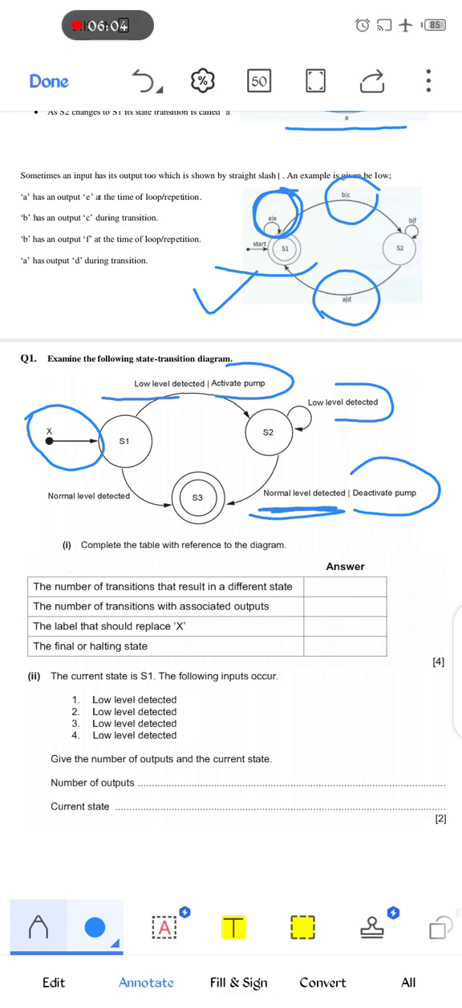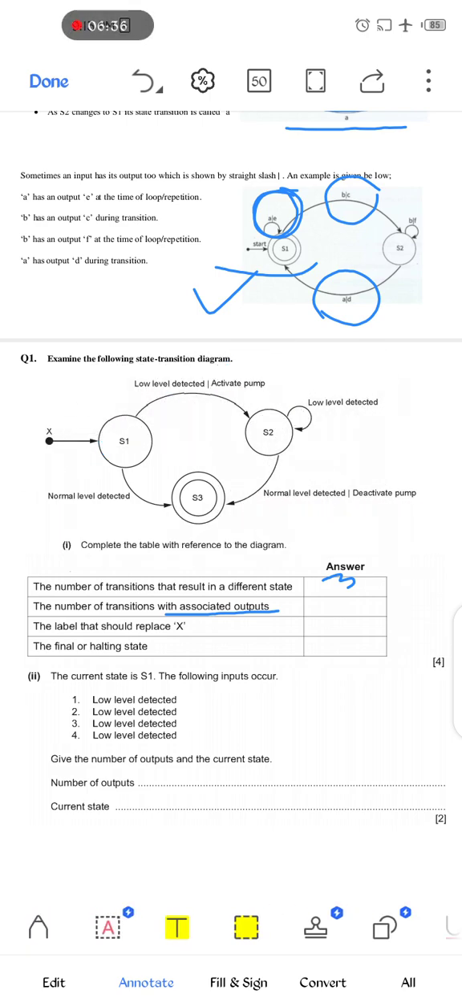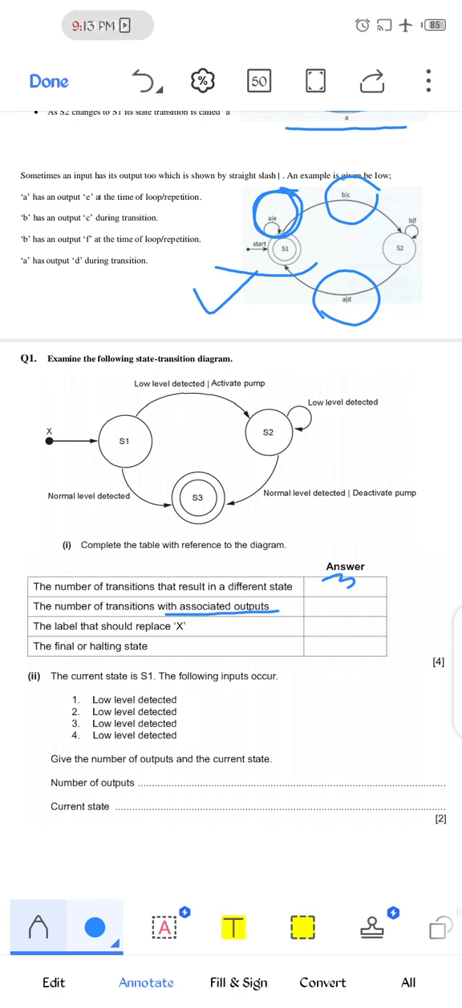In this question, we need to understand the number of transitions that result in different states. There are three transitions: S1 to S2, S2 to S3, and S1 to S3 as well. So we can say there are three transitions. Next is the number of transitions with associated outputs. As I told you, the letter or variable after the stroke line indicates outputs. Activate pump is an output and deactivate pump is an output, so there are two outputs.